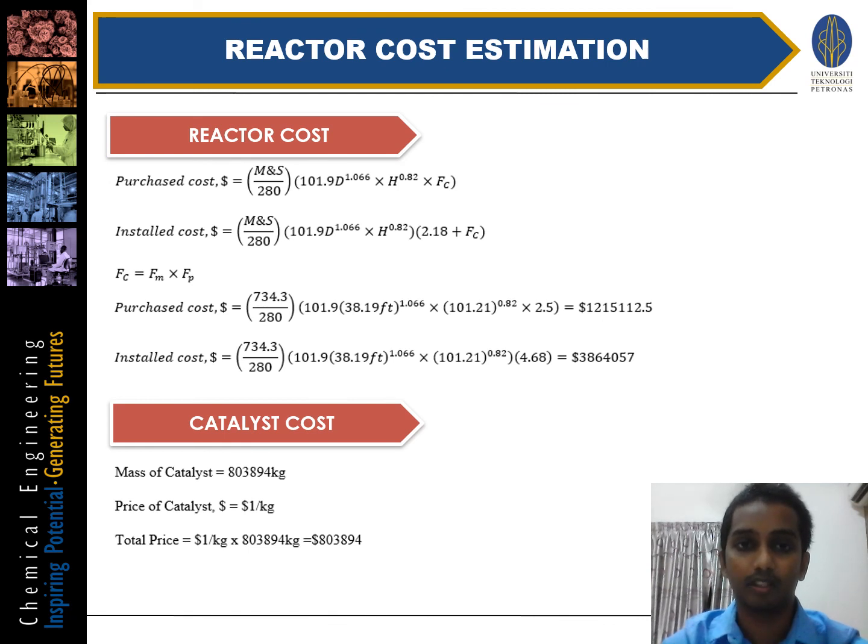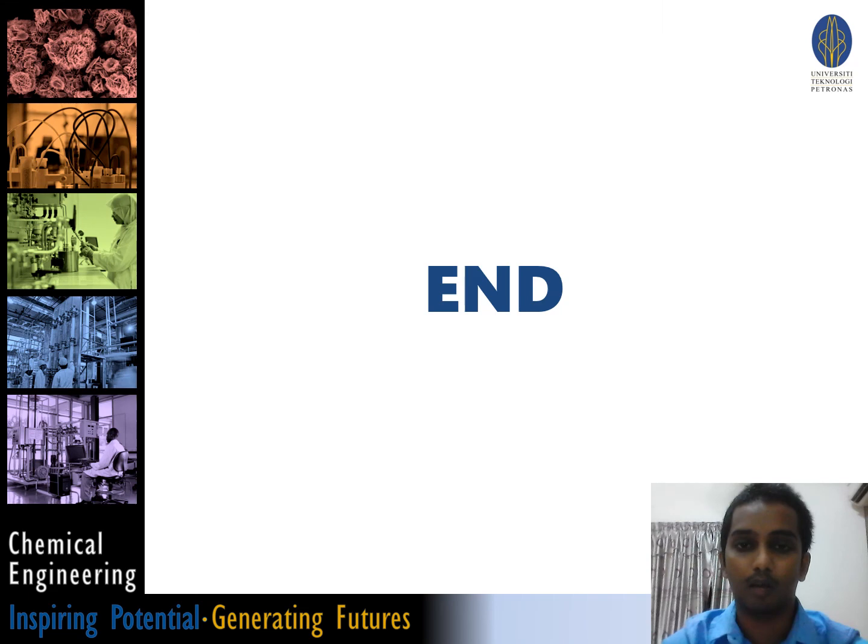Lastly, as for the reactor cost, the purchase cost of this reactor is approximately 1.2 million USD and the install cost is 3.8 million USD. Finally, the catalyst cost in this project is approximately 800,000 USD. I will end my presentation here.